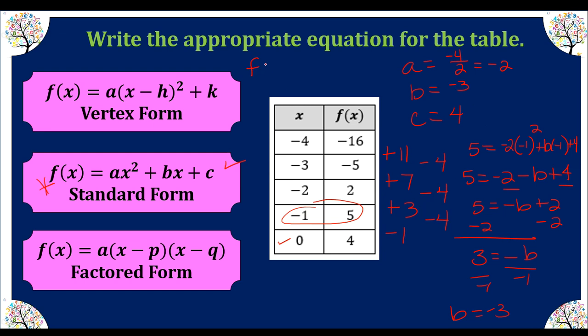So when I write my equation in standard form, I get my a value of negative 2, my b value of negative 3, and my c value. So this is standard form.